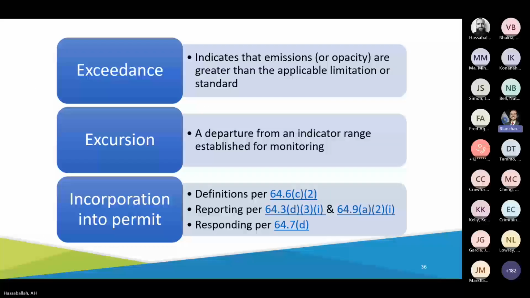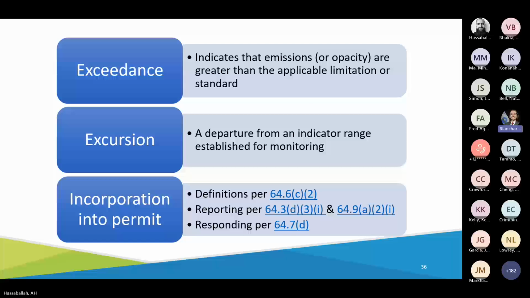So let's first define exceedance and excursion, and how to properly incorporate them into the permit itself. Generally, both exceedances and excursions should be defined as part of the performance criteria, how they will be reported, and how the source will respond to such situations. The permit content requirements for these situations are found under 40 CFR 64.6(c)(2), and the response requirements are under 64.7(d). But more specifically, the exceedance itself indicates that the emissions or opacity in certain cases are greater than the applicable limitation or standard.